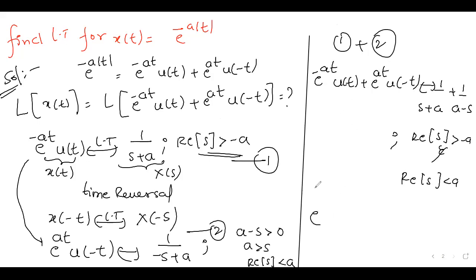So the combination of these two signals is nothing but e power minus a mod t. The Laplace transform has denominator a plus s into a minus s, which is a square minus s square, and numerator 2a. And the ROC we write as minus a less than real part of s less than a. This is the common ROC, because it is greater than minus a and less than plus a, so in between these two poles. Clear? The Laplace transform of e power minus a into mod t is 2a by a square minus s square, and the ROC is in between the two poles plus a and minus a.